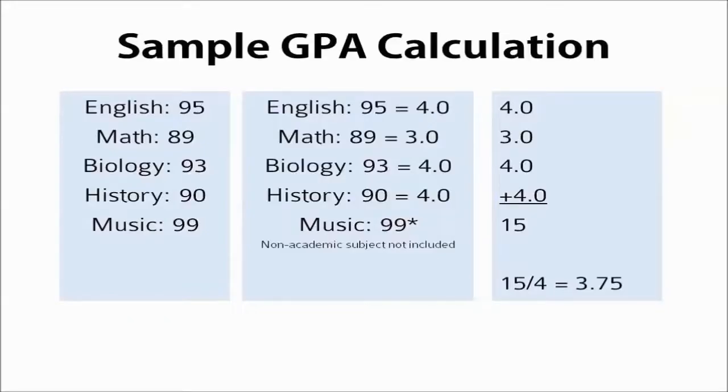Music, while the student has a 99, is not an academic subject and we would not use it in the GPA calculation. So we're going to add up the totals for English, math, biology, and history, which would be 15, and then divide by 4. So that's a 3.75, and yes, this student would qualify for our scholarship program.